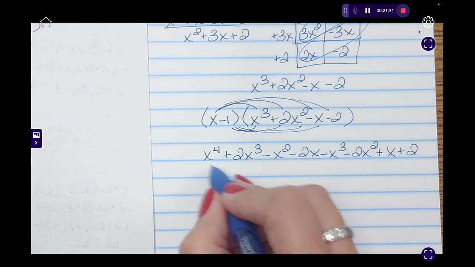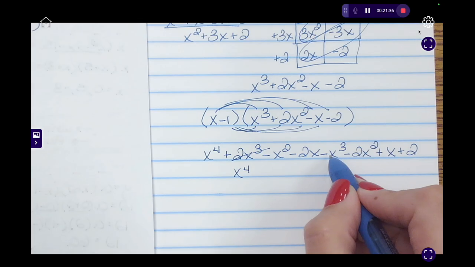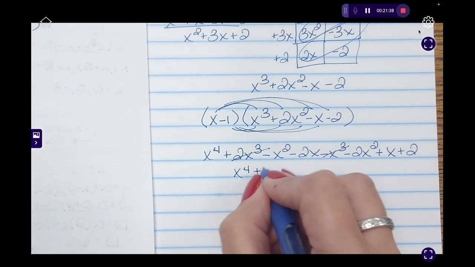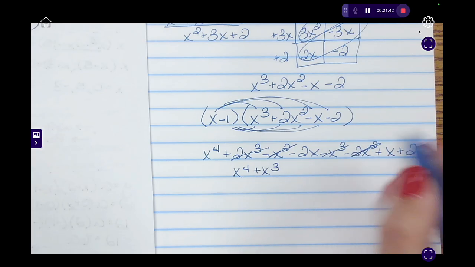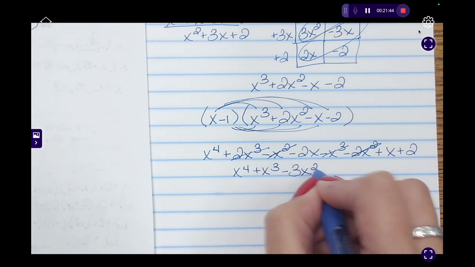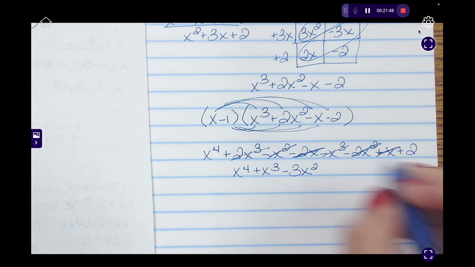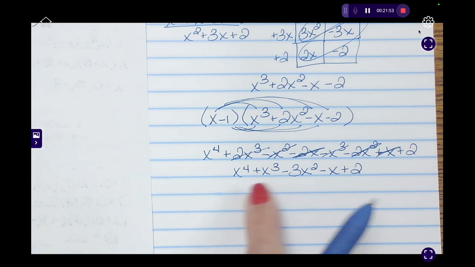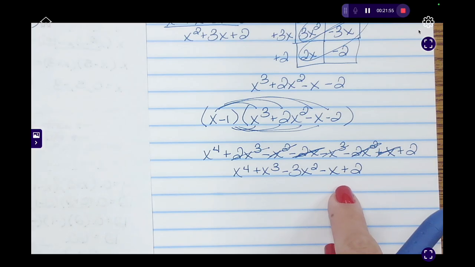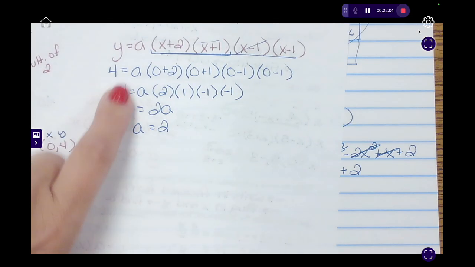So looking at this, I only have 1x to the fourth. The third, I have 2 and a negative 1, gives me a positive 1. X squared, I have negative 1 and negative 2, gives me negative 3. And then for the x, I have negative 2 and a positive 1 gives me negative 1. And then I have that constant. So that would be what I get in standard form. So now looking at this, remember my a value that I found was 2. That's what goes in the front.